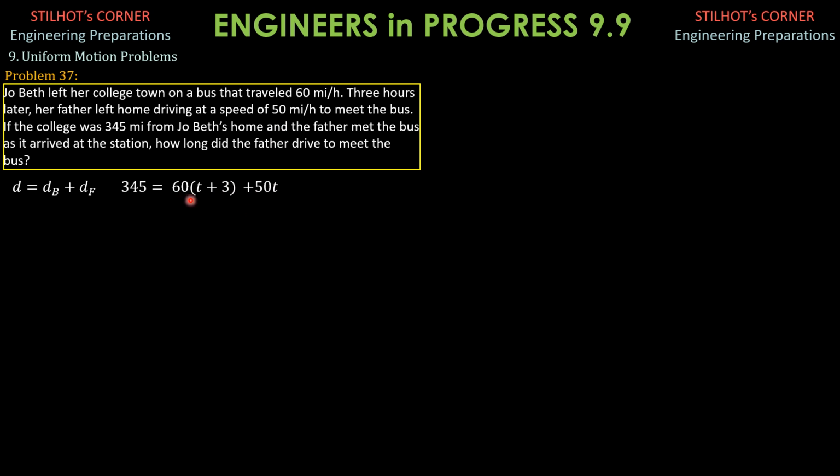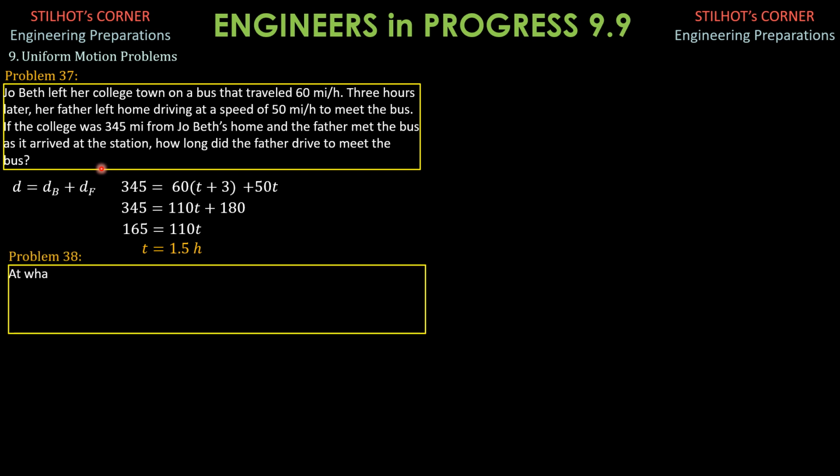Simplifying, 345 equals 60t plus 50t, which is 110t, and 60 times 3 is 180. So 345 is 110t plus 180. Then 345 minus 180 is 165, and the right side is 110t. So t therefore is 165 over 110. That's the travel time of the father, which is 1.5 hours. So that's it for that problem.